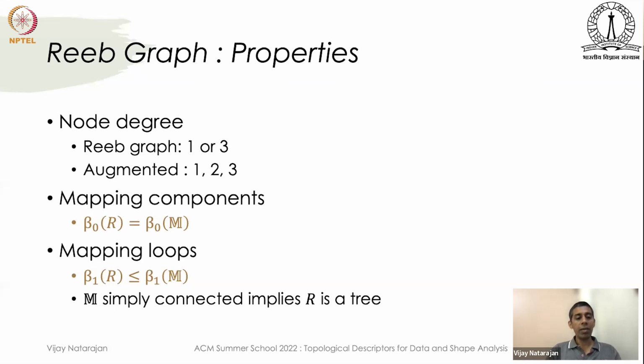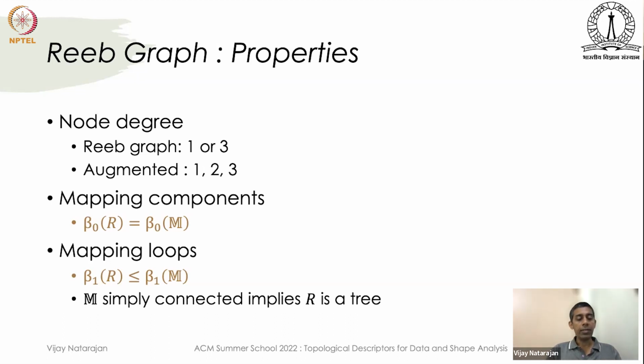So this makes the Reeb graph a special graph, right? Of course, bounded degree, but more specially, the degree can either be 3 or 1. We use this property to prove some nice bounds on the size of the graph and so on.